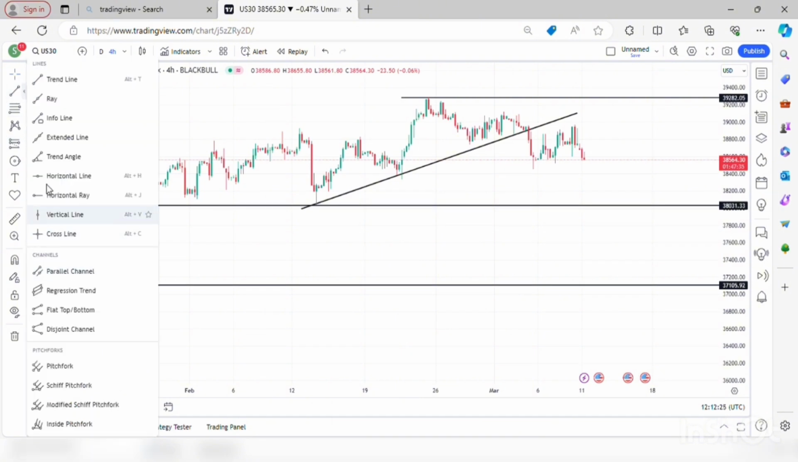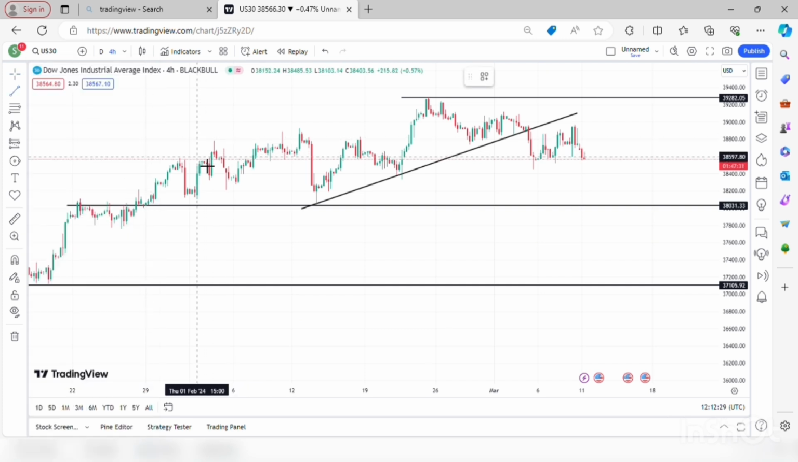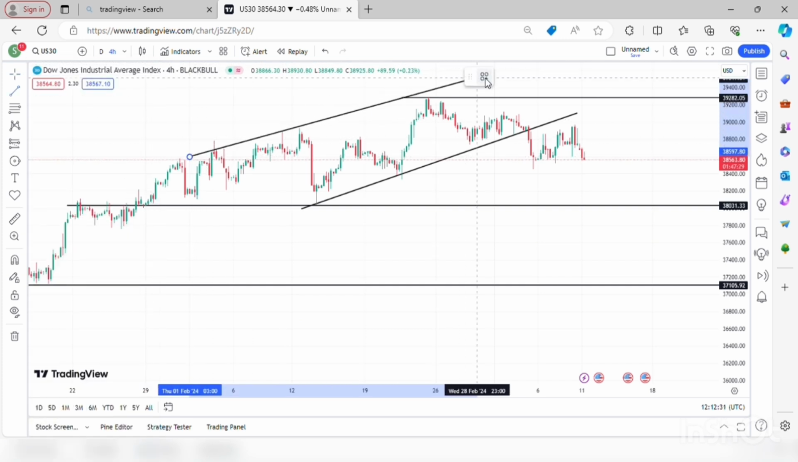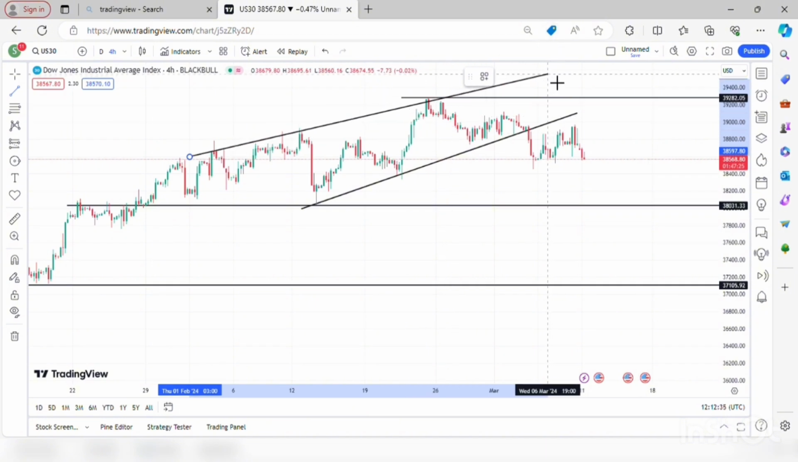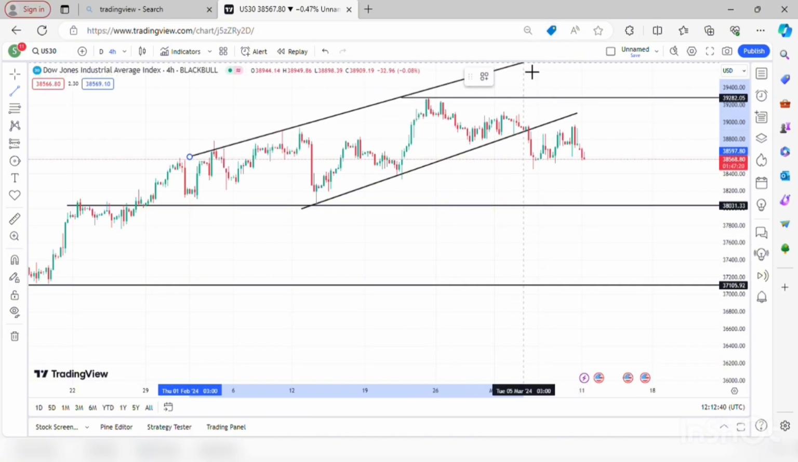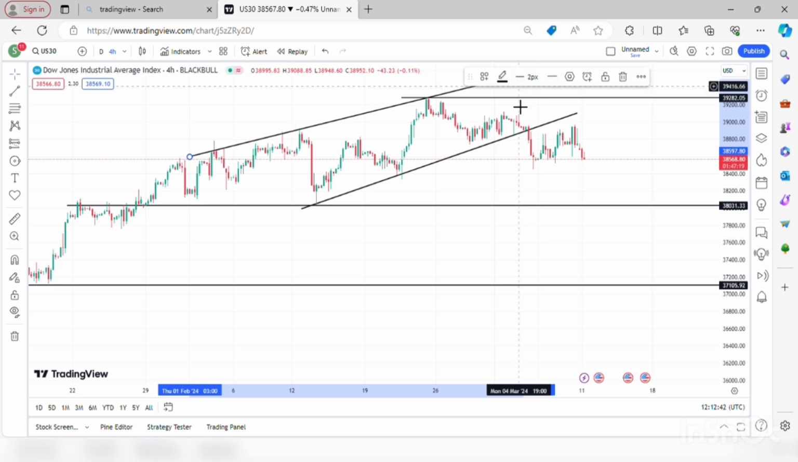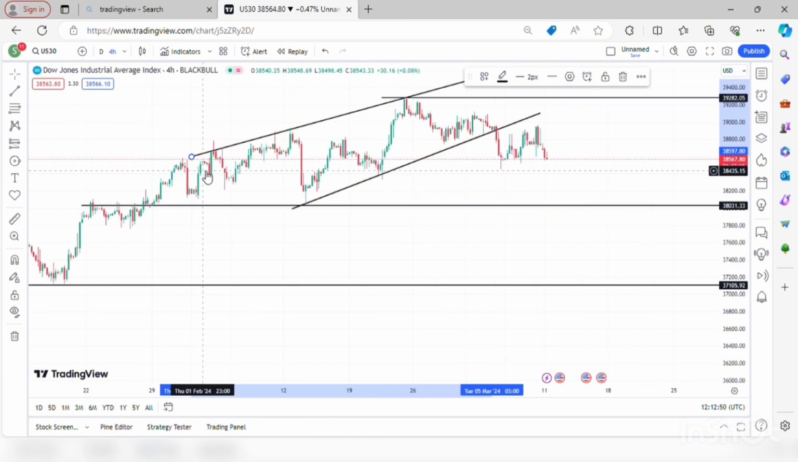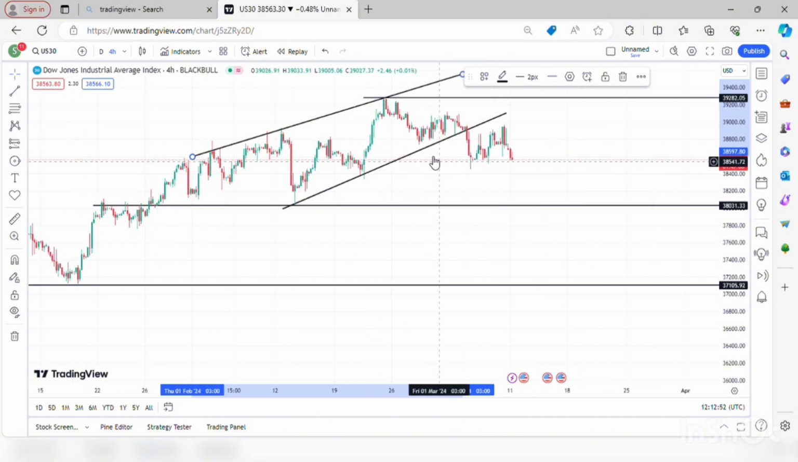last week, was it last week or the week before last? I don't remember when it was. The time when I showed you this double top here. Mind you, remember, ever since the double top here, it has never come back. Ever since this double top here, it never came back here.